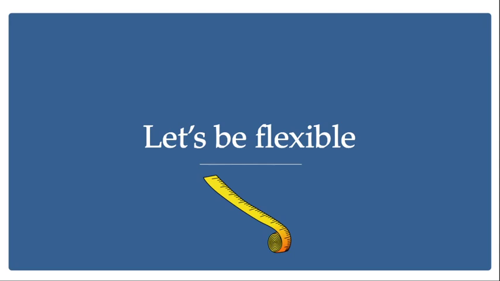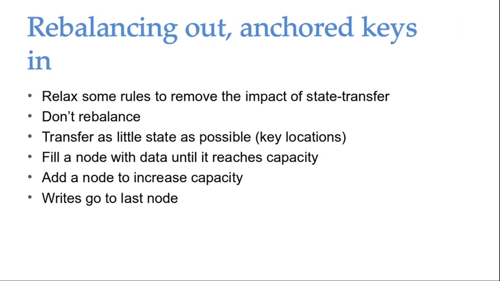So let's try and be flexible. When we redesigned the algorithm, we decided to make some compromises. We introduced a new algorithm which replaces rebalancing. It's optional, and it's called anchored keys. We decided to relax some of the rules to remove the impact of transferring large volumes of data and calculating where the ownership goes. The first item is don't rebalance at all.